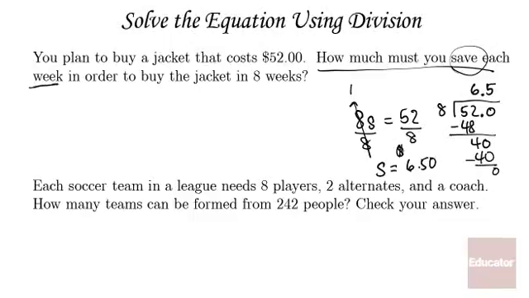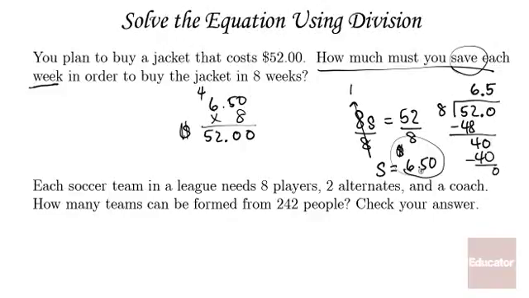Let's check our answer and make sure we're correct. So $6.50 times 8. 0, 40, 48 plus 4 is 52, 2 decimal places. Yes, $52 after 8 weeks. So how much must we save each week in order to buy the jacket in 8 weeks? We must save $6.50.